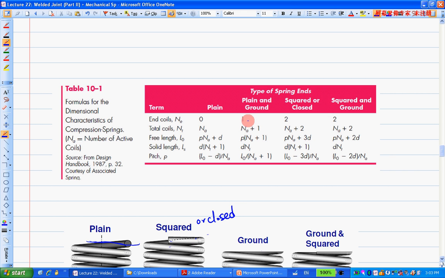Each of these ending types gives you an NE value. They could be 0, 1, or 2. Table 10-1 is where you should look it up. This is where you can get the information.